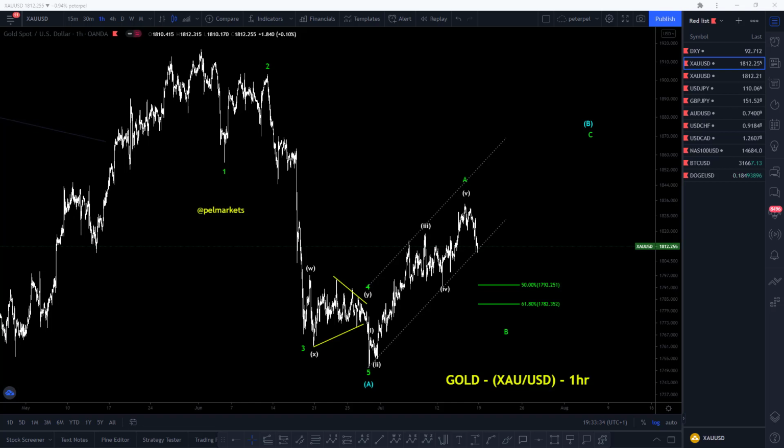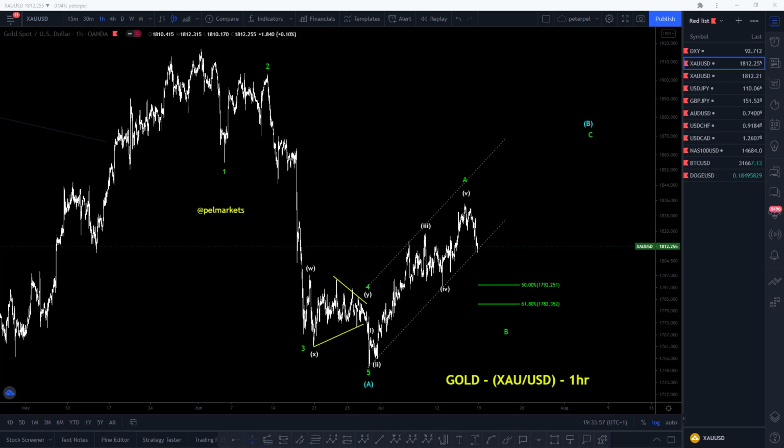So with gold, now we are looking at these 3 scenarios. The first one, and this is now my primary count, is this particular count. I'm looking at a whole wave B for this particular count, and I'm seeing a 1, 2, 3, 4, 5, and now we've had this sharp drop down.